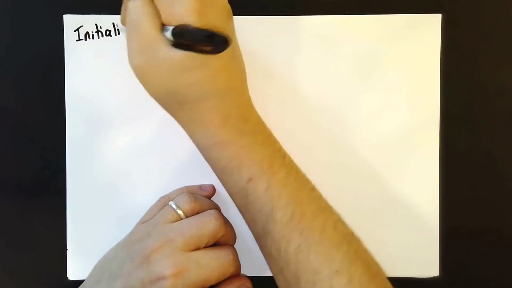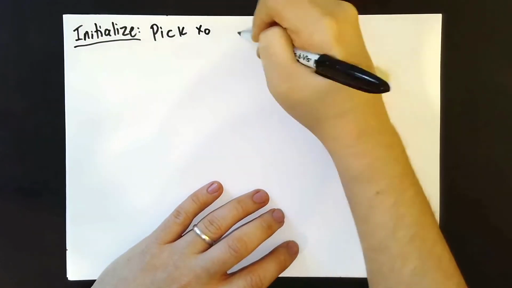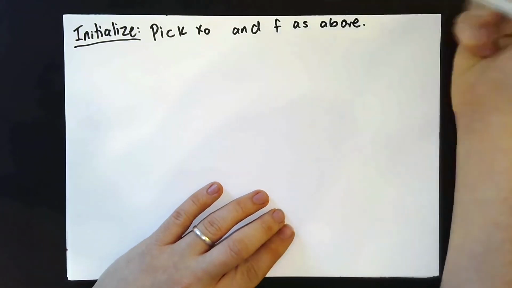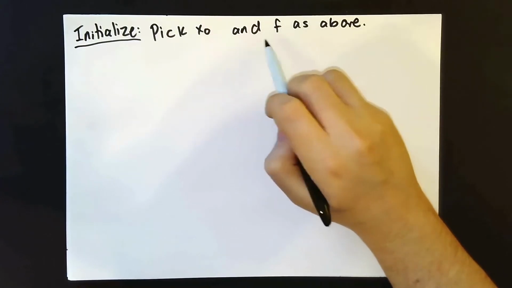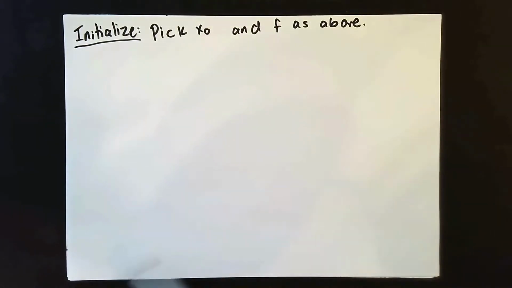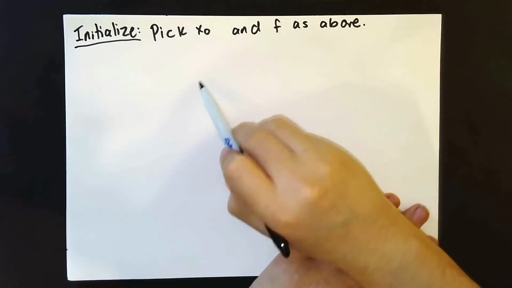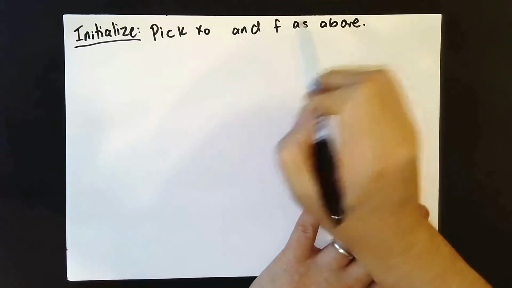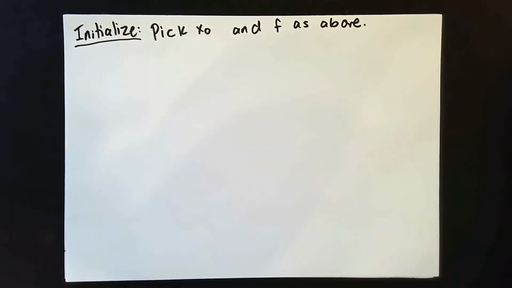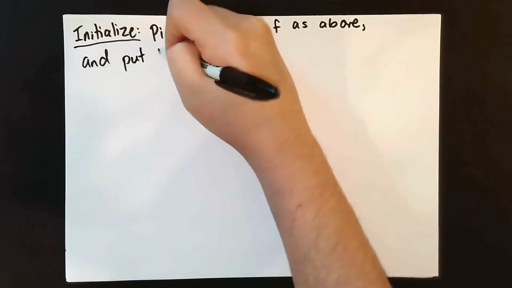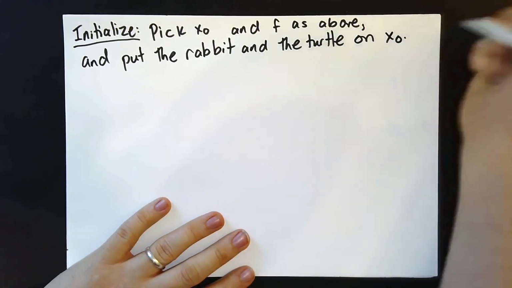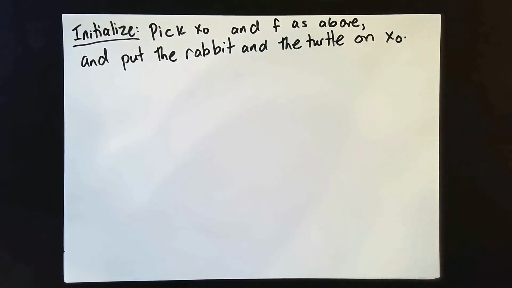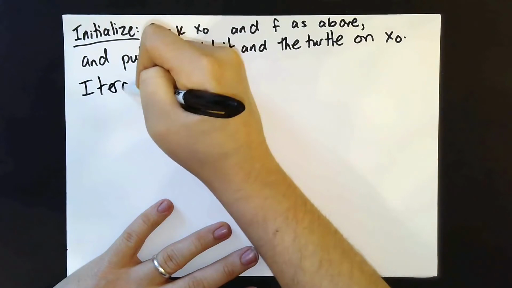So to initialize this, we're going to pick our starting point x0 and our function f as above. As soon as I've picked these, I've laid out my path, and I'm going to send the turtle and the rabbit along the path that's already dictated completely by x0 and f, because again, x1 is f of x0, x2 is f of x1, and so on down the line. Then, as the last part of our initialization, we're going to put the rabbit and the turtle on the starting point.